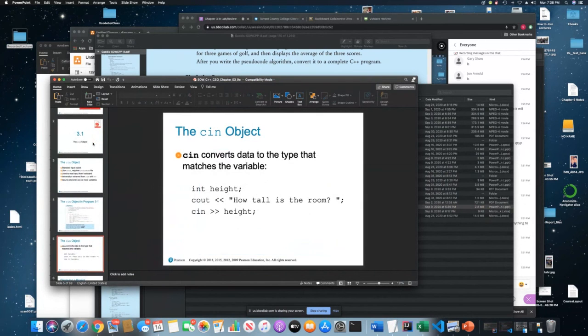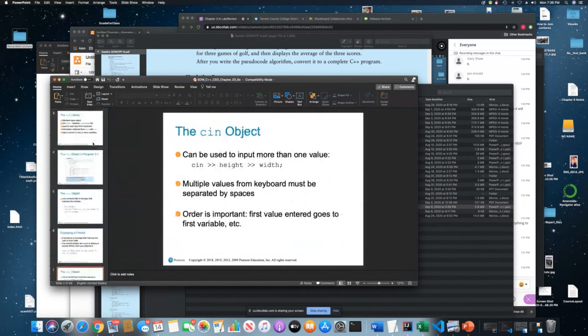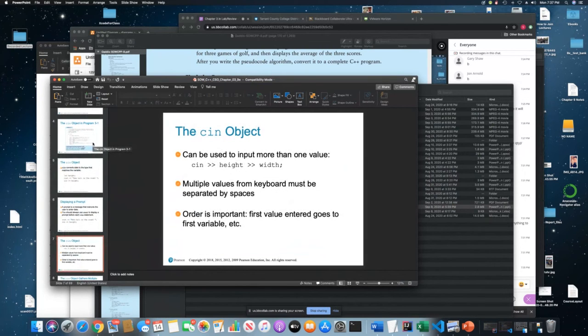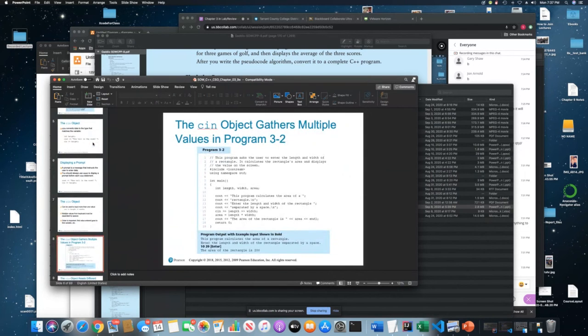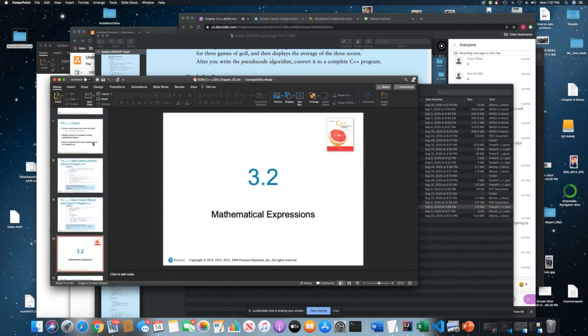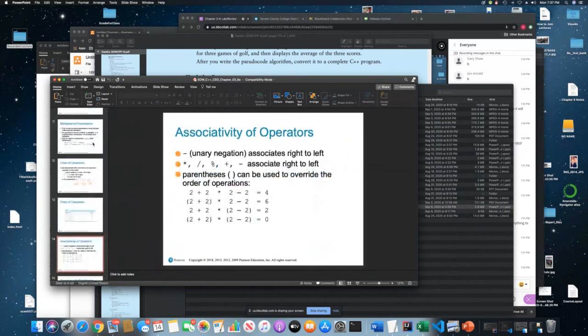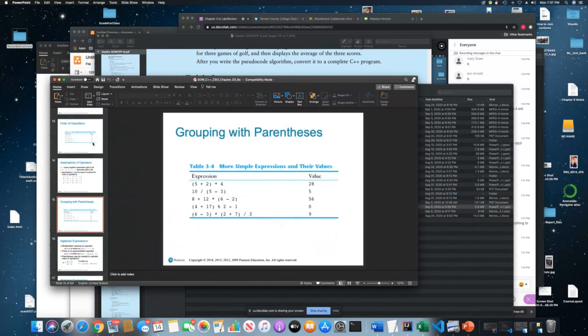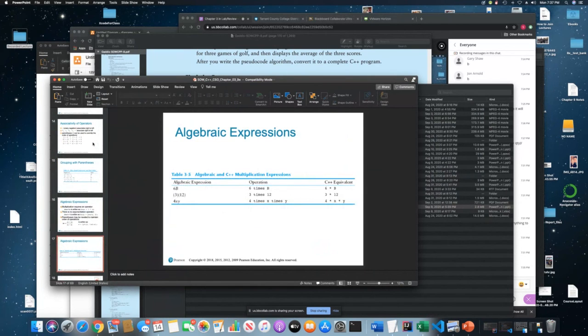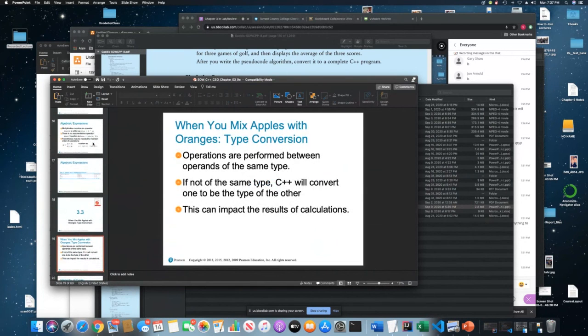It requires which preprocessor directive? Say again? To use cin, which preprocessor directive do you need? iostream. iostream. About mathematical expressions, be familiar with order of operations and writing shorthand notations.